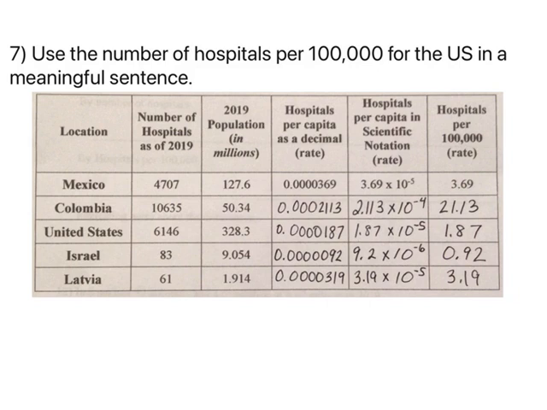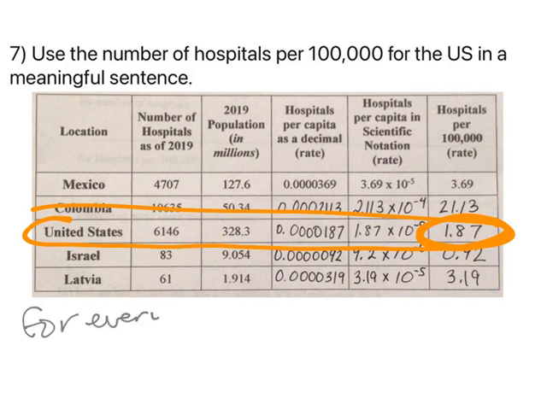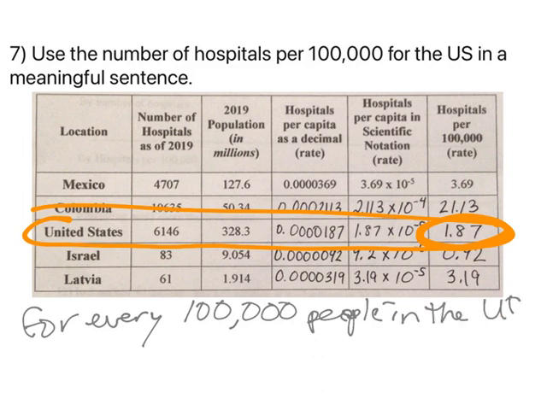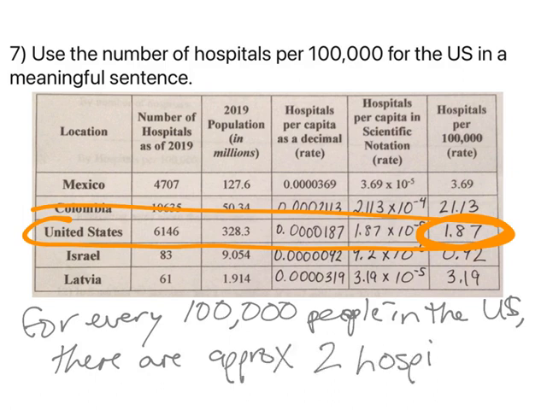Use the number of hospitals per 100,000 for the U.S. in a meaningful sentence. Okay, so, my pen turned off. That's no good. So again, U.S., we're talking about per 100,000. Picture a football stadium. For every 100,000 people in the U.S., make sure you say where we're at, in the U.S., there are approximately 2 hospitals. I'm rounding that, right? 1.87 rounds to 2, because we're not going to have a partial hospital. You either have a hospital or you don't. So that gives us about 2 hospitals for every 100,000 people. That's the average.